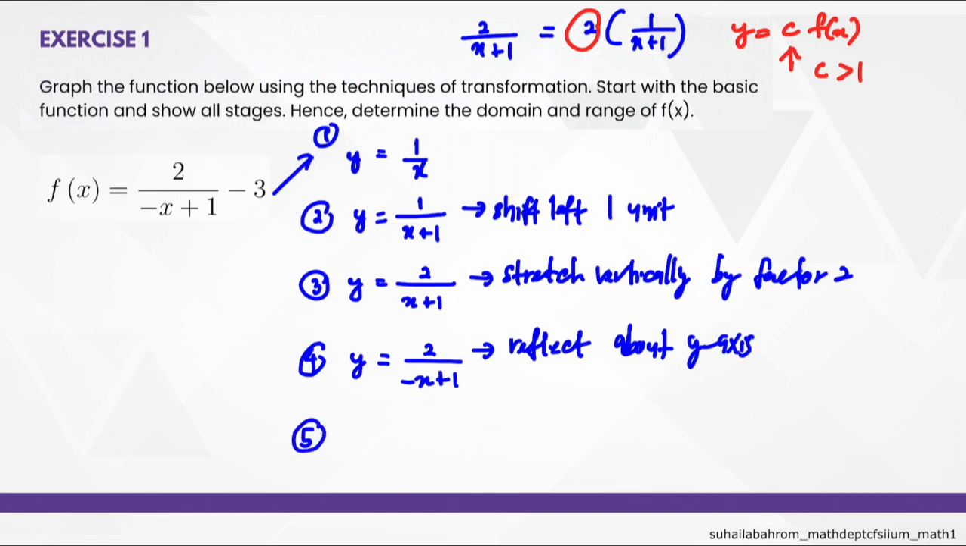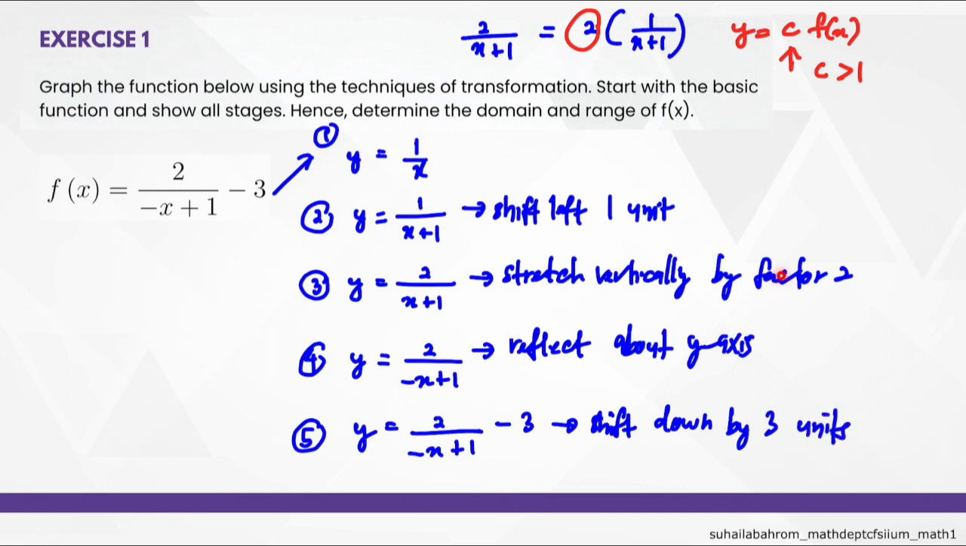Then the last one, we have here vertical shifting. The negative 3 at the back shows that the graph will move down 3 units. So the function here is y = 2 over (negative x plus 1) minus 3. We have to write down the transformation technique: shift down by 3 units.